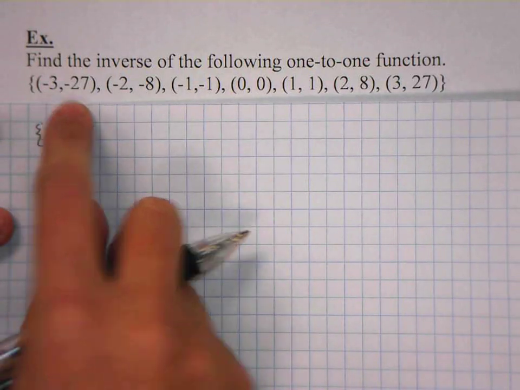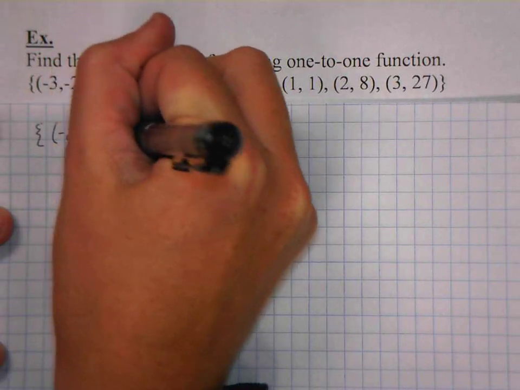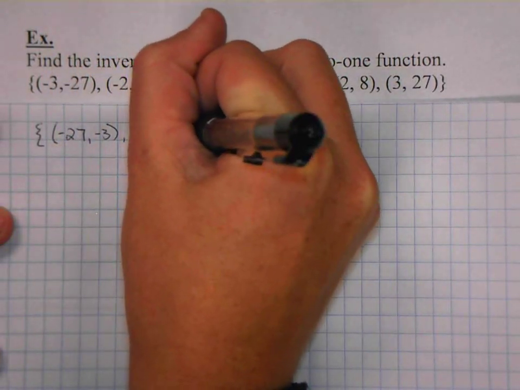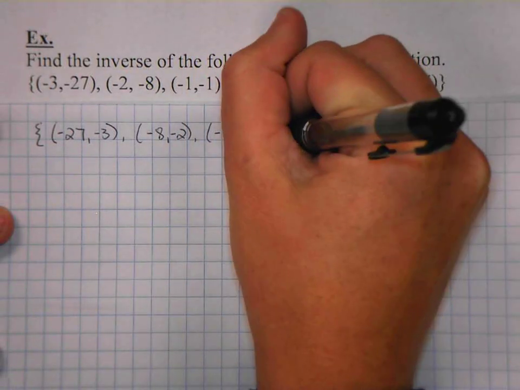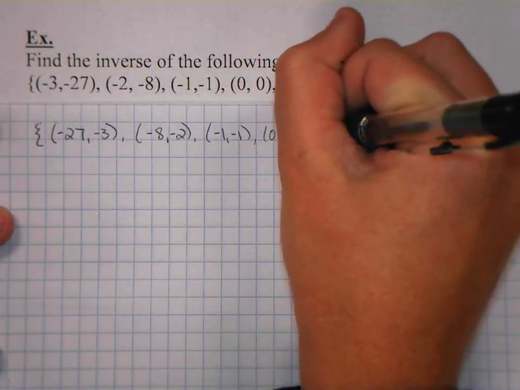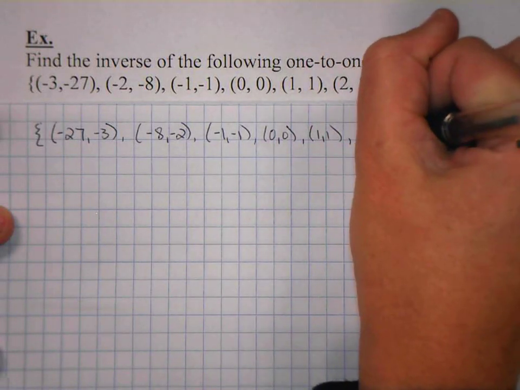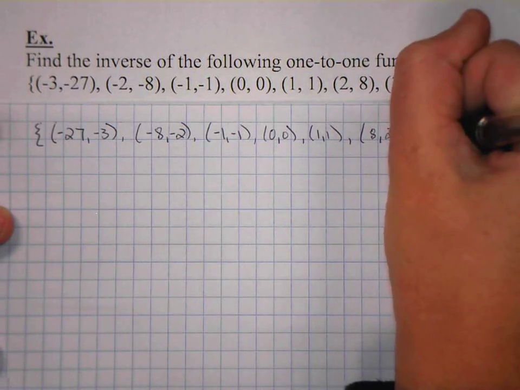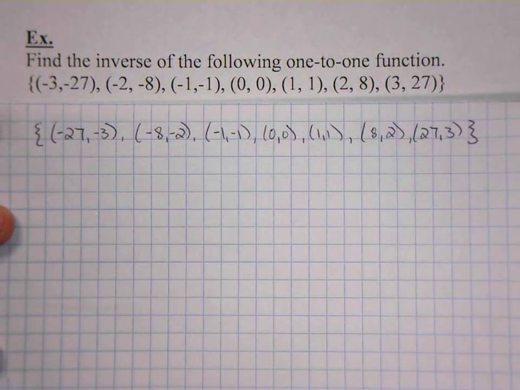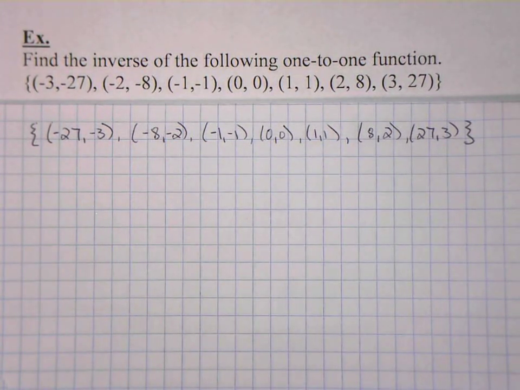So this would be -27, -3, -8, -2. -1, -1 would look the same. 0, 0 would look the same. 1, 1 would look the same. But then I would get 8, 2 and 27, 3. And I don't know if you can tell right away from looking at those points, but those are the points that we would get for that cubic graph, the x cubed. So this would be the inverse of the points for that graph.